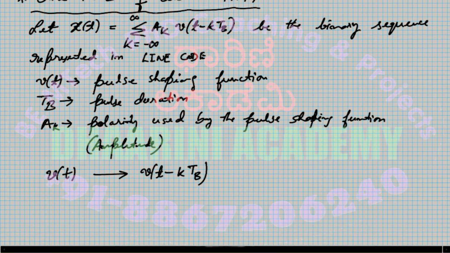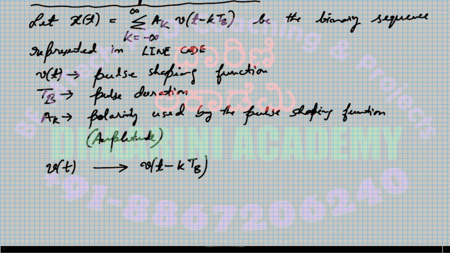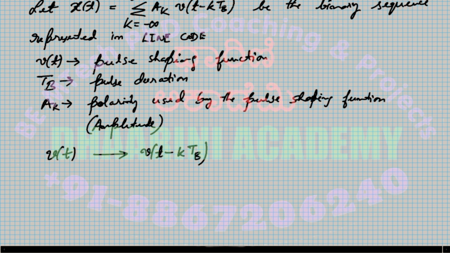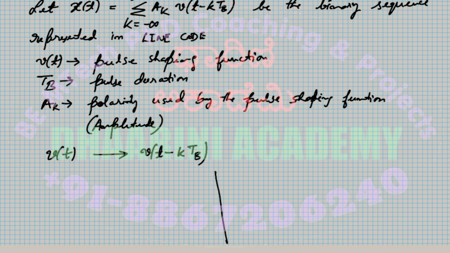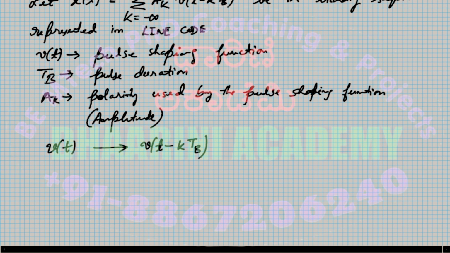This obviously should be represented as positive as well as negative because of one reason. The reason is like this. I'll draw a rough diagram. I don't want to spend more time over here.